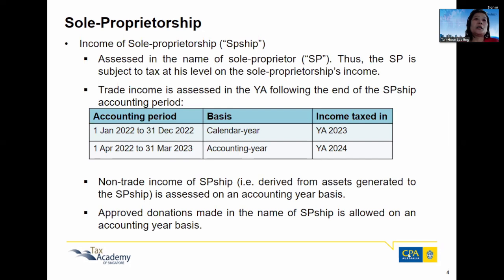Okay, when we look at the income of the sole proprietorship, we know that we're going to assess it in the hands of the sole proprietor. Then in which YA are we going to assess it? I think by now you all know that income tax is assessed on a preceding year basis. So for businesses, they can have an accounting period on a calendar year basis or an accounting year basis. So you look at the end of the sole proprietorship accounting period.